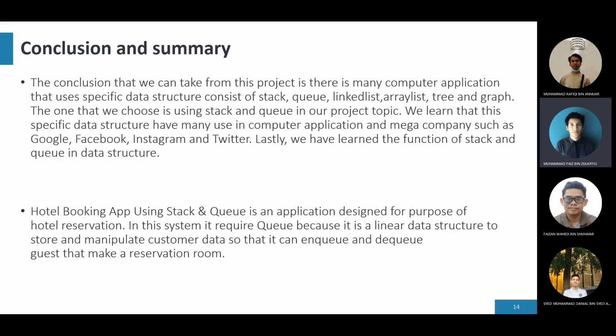Lastly, we have learned the function of stack and queue in data structures through this project. The second one is the summary of this project. Hotel booking app using stack and queue is an application designed for the purpose of hotel reservation. In the system, it requires a queue because it is a linear data structure to store and manipulate customer data so that it can enqueue and dequeue guests that make a room reservation. That's it from me.